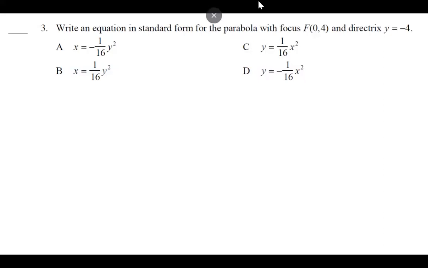Now, whenever we had parabolas, we had two types. Do you guys remember what type of parabolas that we had? Horizontal or vertical. So let me go ahead and show you guys what a general form of a horizontal and vertical parabola look like. Okay, so let's go ahead and recall our memory.